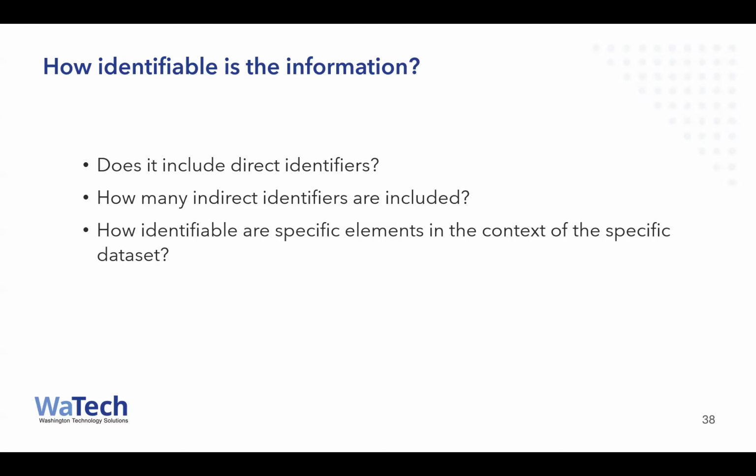And then similar to that, we want to think about how identifiable the specific elements are in the context of the data set. And what I mean by that is, what is the distribution of values within that data set? And are there particular elements that are more identifiable than others? So for example, if you have income as an element and there are some extreme outliers, then it may be that those could very easily be used to re-identify people. So you want to consider that context and the data within a particular set.